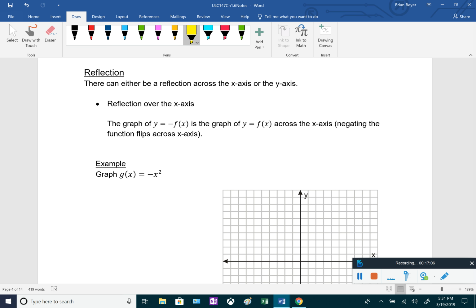So for the first one, for reflection over the x-axis, if we have a negative multiplying out front of the function, so negative f of x, that means it's going to be reflecting the function across the x-axis. Because if we're negating the y values, that means it's going to be moving across the x-axis. So what you can say is negate the y values, it flips across the x-axis. So negate the y values, reflect across x-axis.